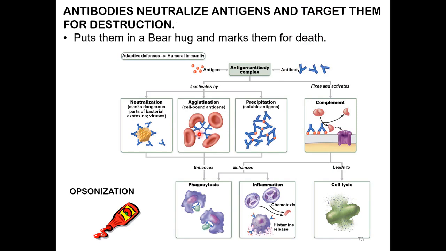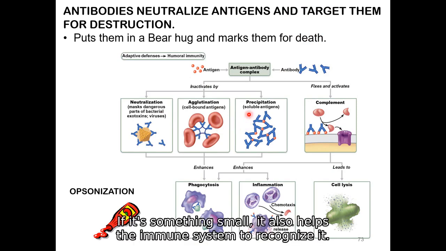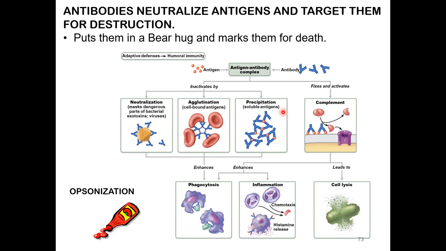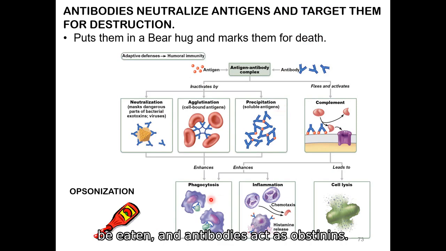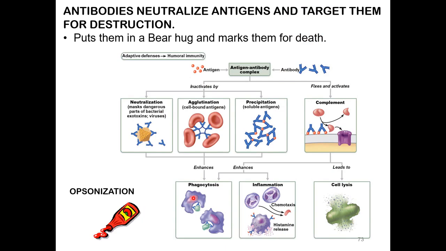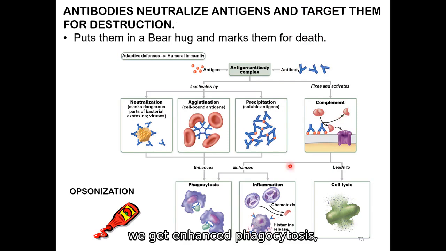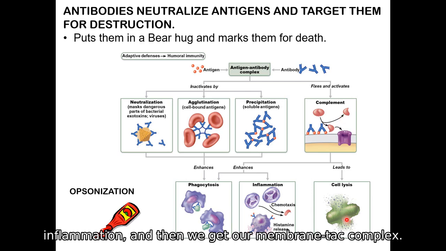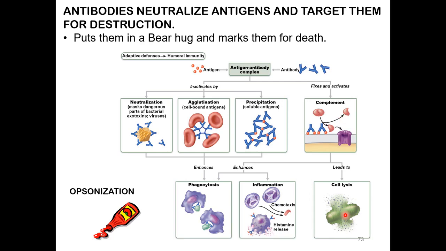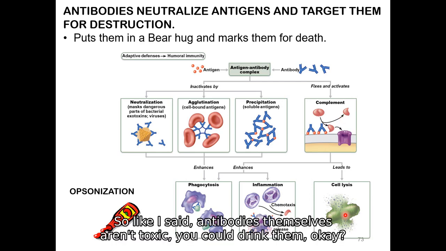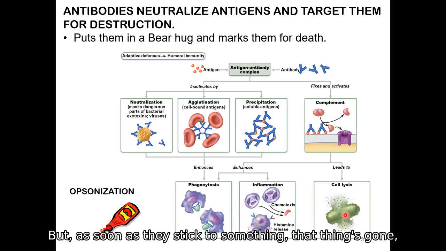And if something's all clumped in the body, your immune cells will see it. If it's something small, it also helps the immune system to recognize it. So if something's recognizable, it's going to be eaten, and antibodies act as opsonins. They also activate complement, and from complement we get enhanced phagocytosis, inflammation, and then we get our membrane attack complex. So like I said, antibodies themselves aren't toxic. You could drink them, okay? But as soon as they stick to something, that thing's gone.